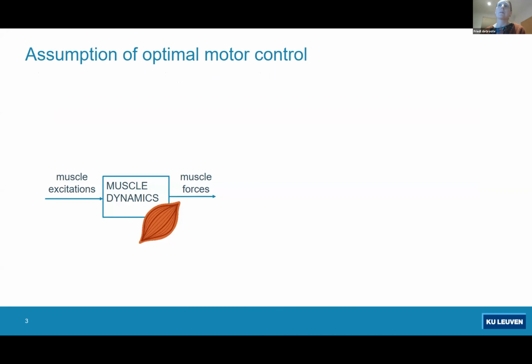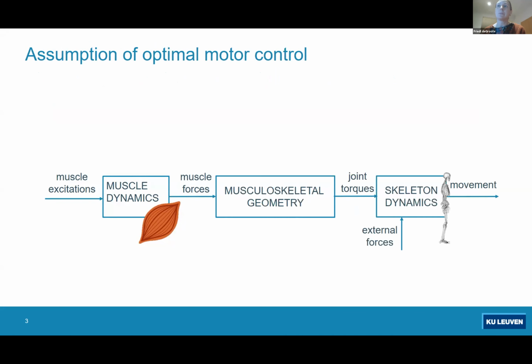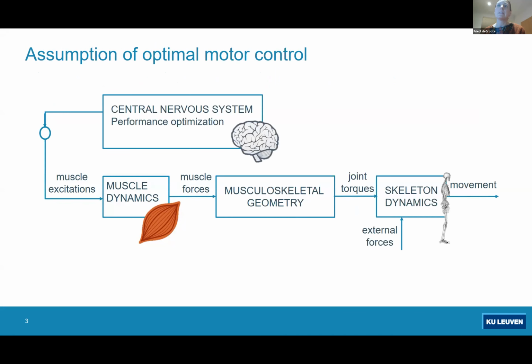Musculoskeletal dynamics describe how muscles transform excitations into muscle forces, how these forces are applied to the skeleton, and how the skeleton moves under the influence of muscle and external forces. In addition, we need to model motor control. And very often it is assumed that motor control is optimal in some sense, for example, by minimizing muscle effort. And we can then find the optimal neural controls or control policy by solving an optimal control problem.